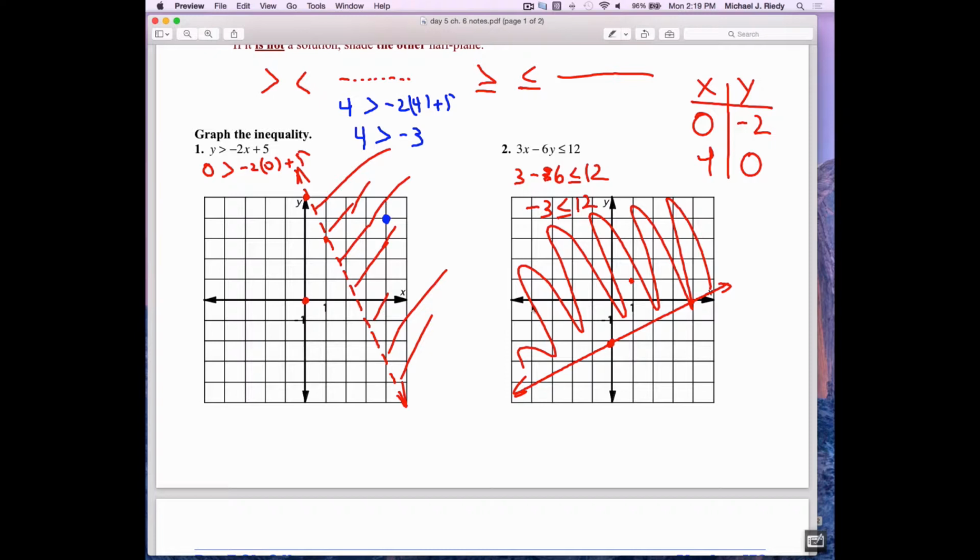Okay, question so far. Graph it as if it were a regular equal line. Determine if it's solid or dashed. Test a point. Shade. Done. All right, turn it over.